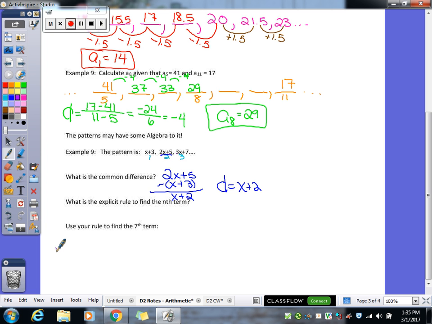They want us to write an explicit rule to find the nth term. Okay, we know our common difference is x plus 2. We just found it. What's our first term? X plus 3. So I'm going to use that rule from the front on the first page that I gave you. So a sub n equals my first term plus n minus 1 times my difference of x plus 2.